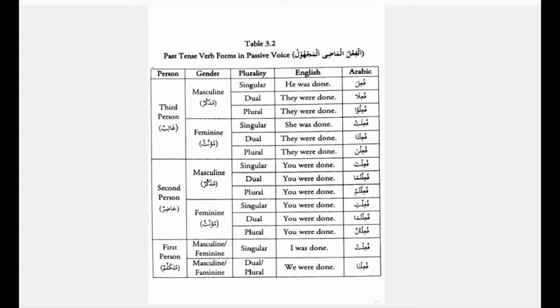So this is table 3.2, past tense verb forms in passive voice. الفعل الماضي المجهول. If you've already memorized the table in the first lesson, this should be much easier to memorize. Obviously, if you want to memorize right now, which is what I would suggest, pause the video right here.